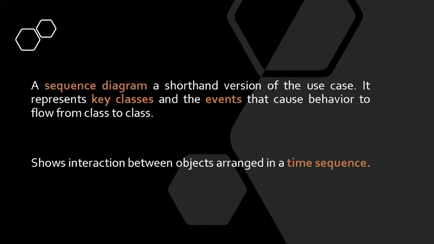We can also say that a sequence diagram is an elaboration of the use case diagram. A sequence diagram is a shorthand version of the use case. It represents key classes and the events that cause behavior to flow from one class to another. It describes in detail the potential objects that interact given a particular use case. Specifically, the sequence diagram depicts the objects and classes involved in the use case scenario and the sequence of messages exchanged between the objects needed to carry out the functionality of the scenario. Take note, it is arranged in a time sequence.